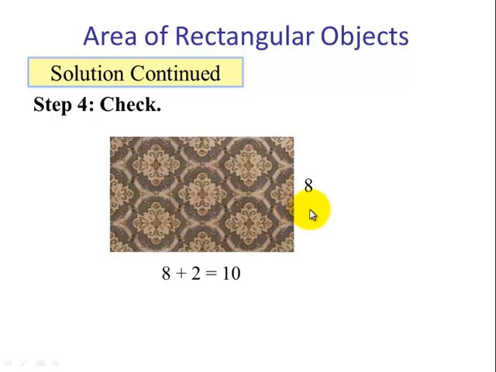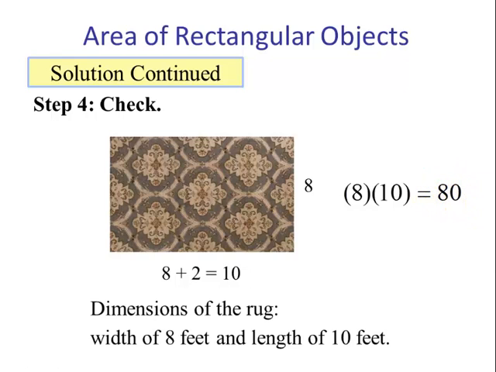So we check it. The width is 8 and the length is 8 plus 2, which is 10. If we use our area formula, we see that 8 times 10 is 80. It checks. So the dimensions of the rug: a width of 8 feet and a length of 10 feet.